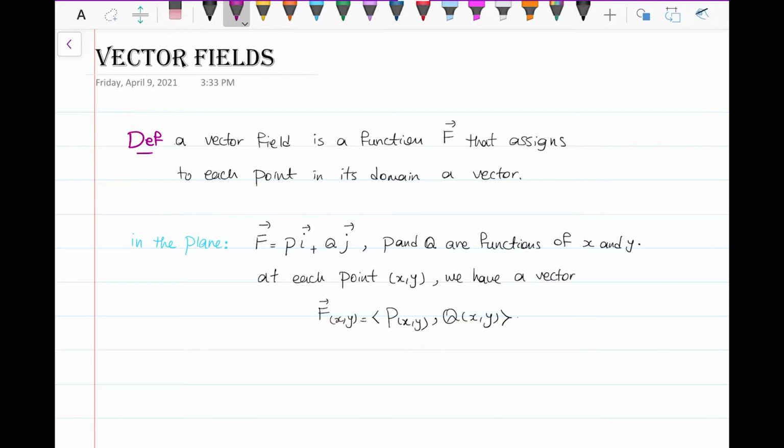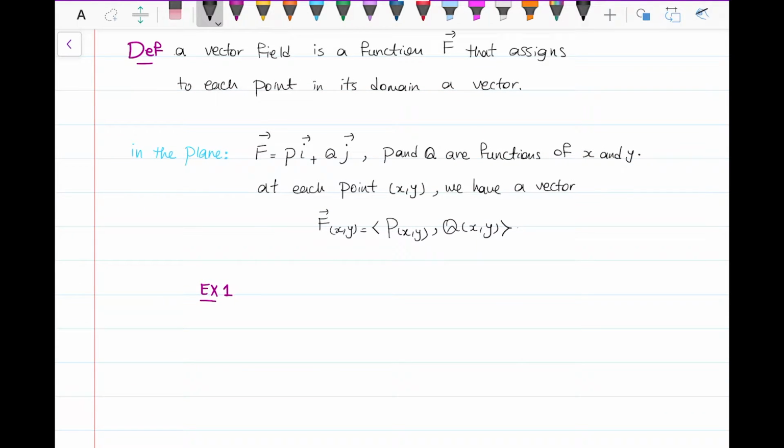Great. Let's look at some examples. Example 1. Let's look at the velocity field. And what is that? Something like V, capital V, which is a vector field on x and y. It's wind velocity that gives you a vector at the point x and y.